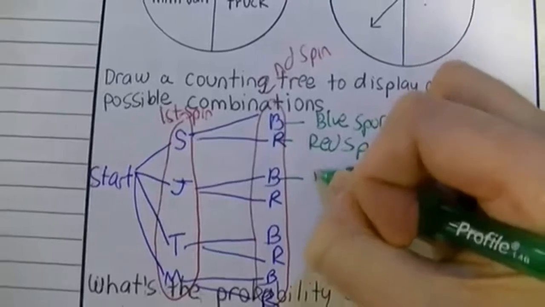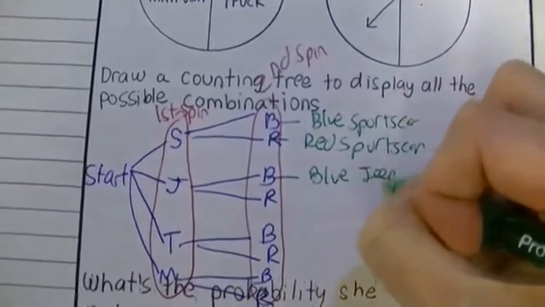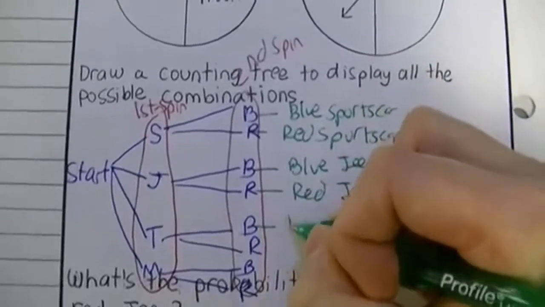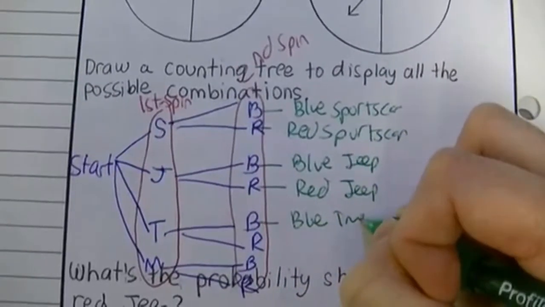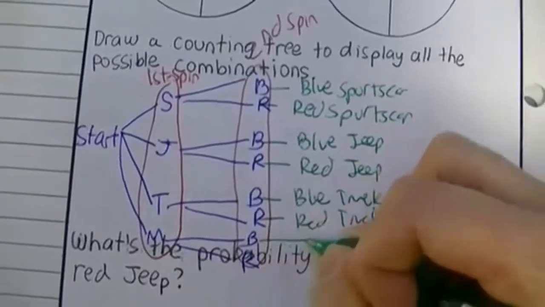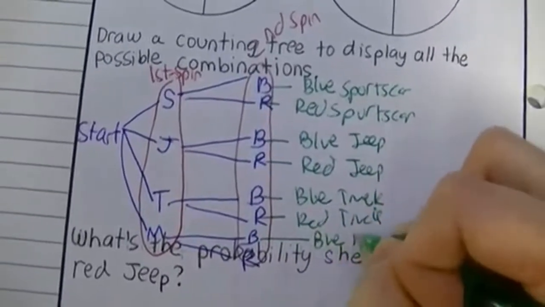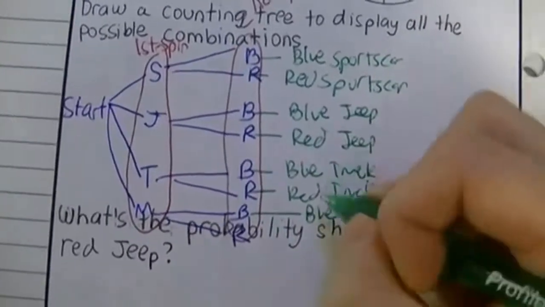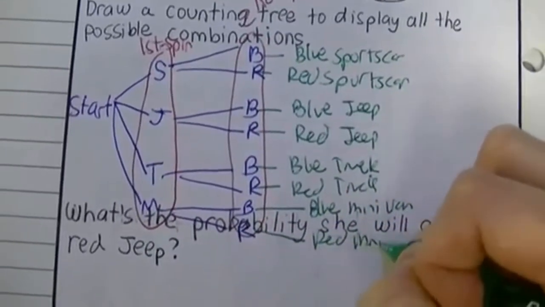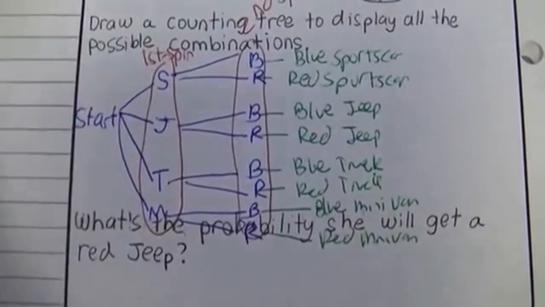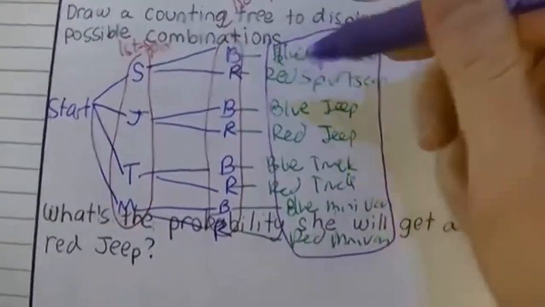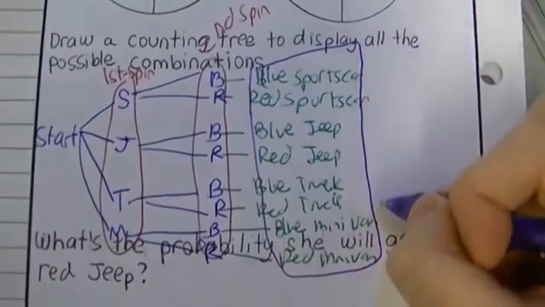Right here would be a blue Jeep, red Jeep, blue truck, red truck, blue minivan. Sorry about my spelling, I'm writing kind of fast. And right here would be a red minivan. And we're going to label that column as there's 8 possible outcomes.